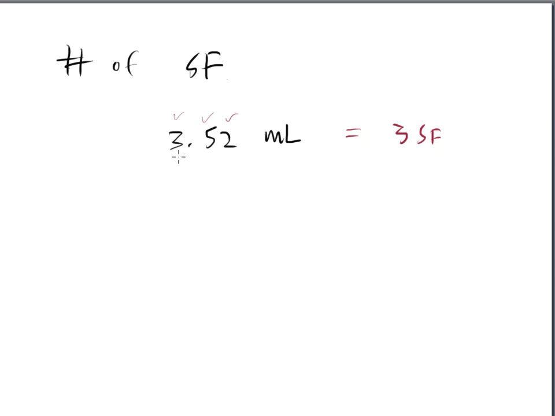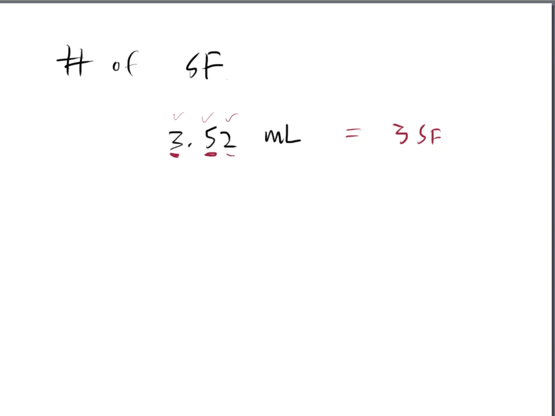This means that the 3 and the 5 were certain values. We know it's 3.5 something, and then the 2 was the uncertain one. The 2 was the one that was rounded off, that we're estimating, and that does get included in the total number of significant figures with a measurement. It's the certain digits plus 1 uncertain digit, typically at the very end. So 3 significant figures in total.